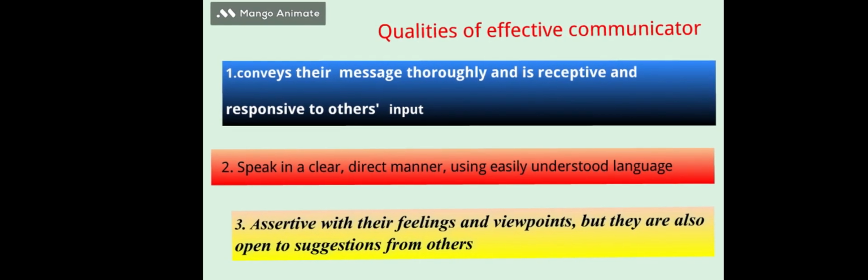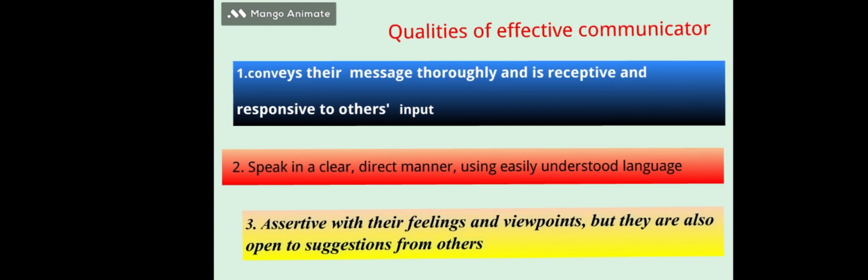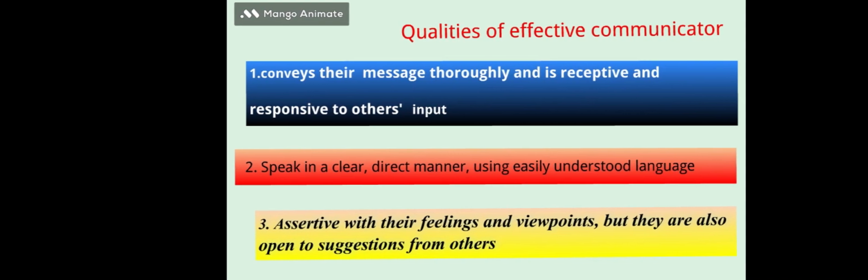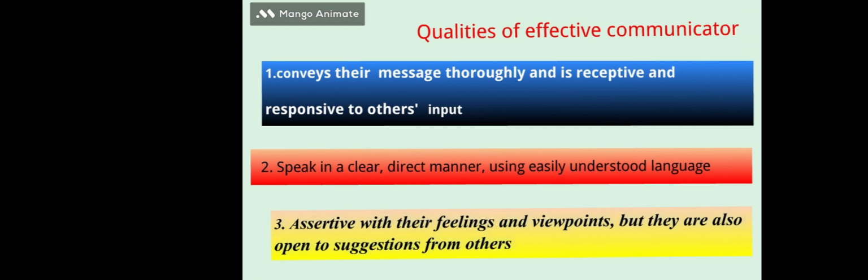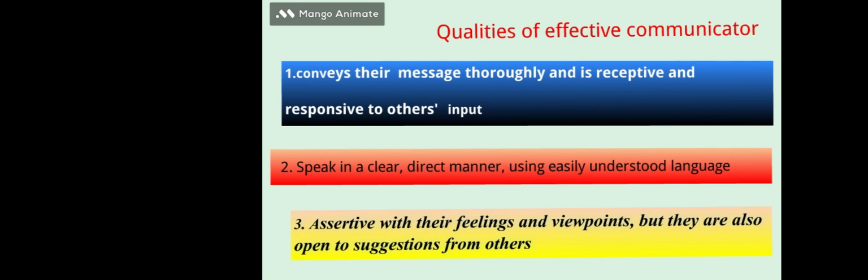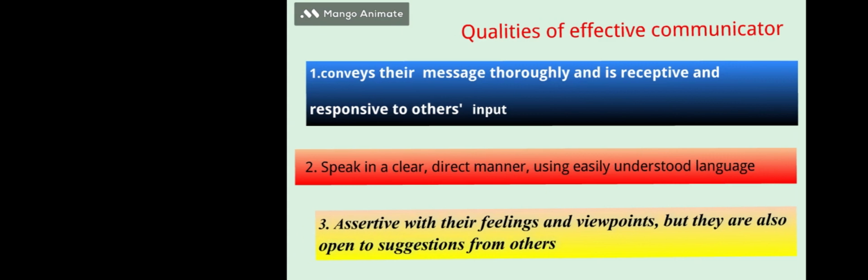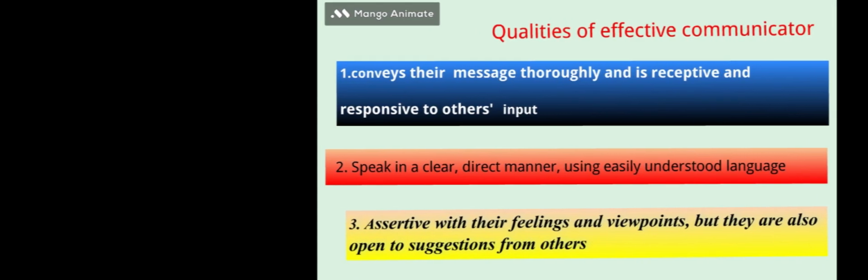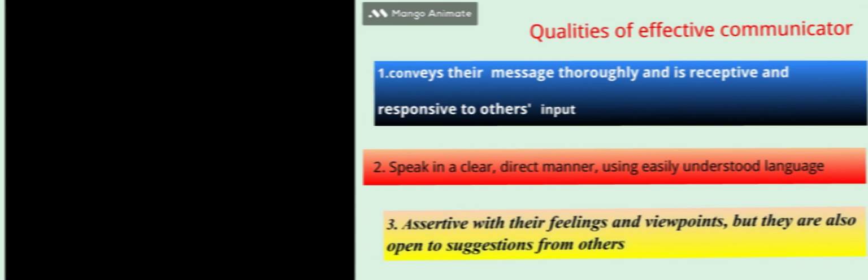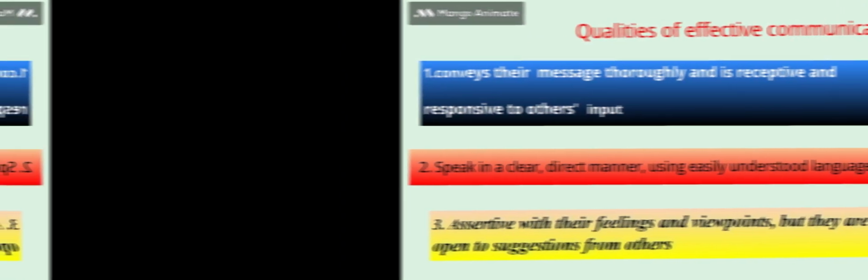Let's begin. The first one, qualities of an effective communicator. An effective communicator will have the following 3 basic qualities. The first, they will convey their message so roughly and they are receptive as well as responsive to others' input. Secondly, they speak in a direct and clear manner using easily understood language. Thirdly, they are assertive with their feelings and viewpoint, but they are also open to suggestions from others.